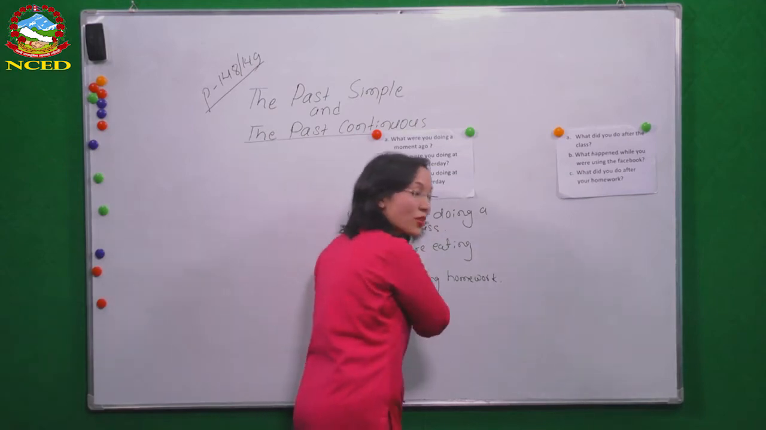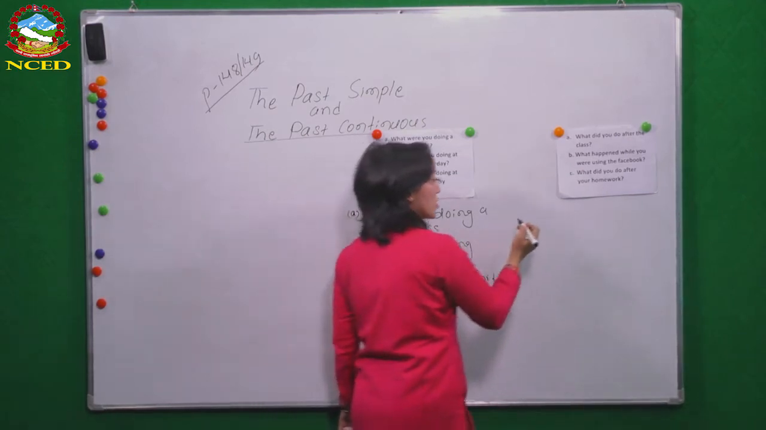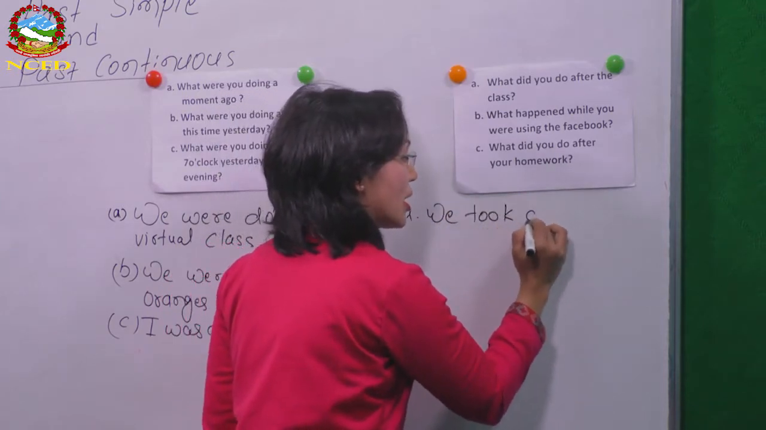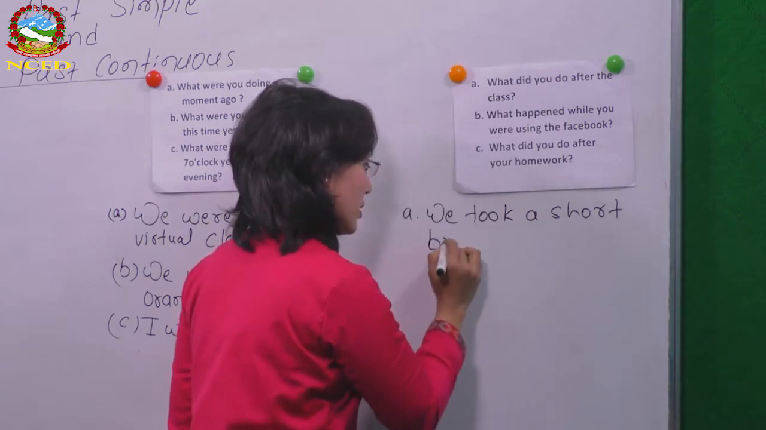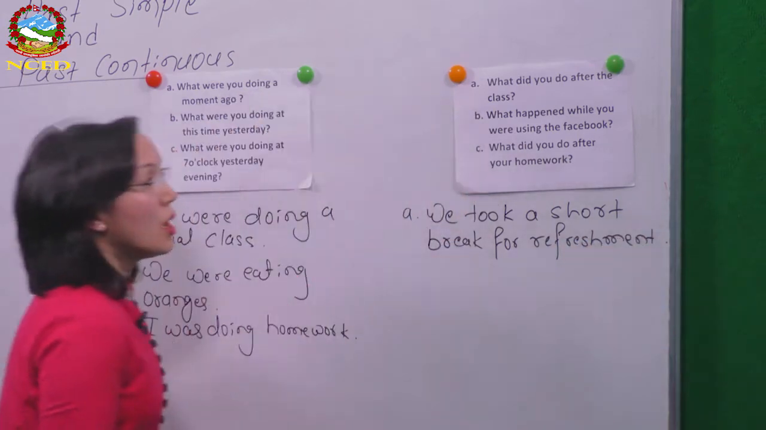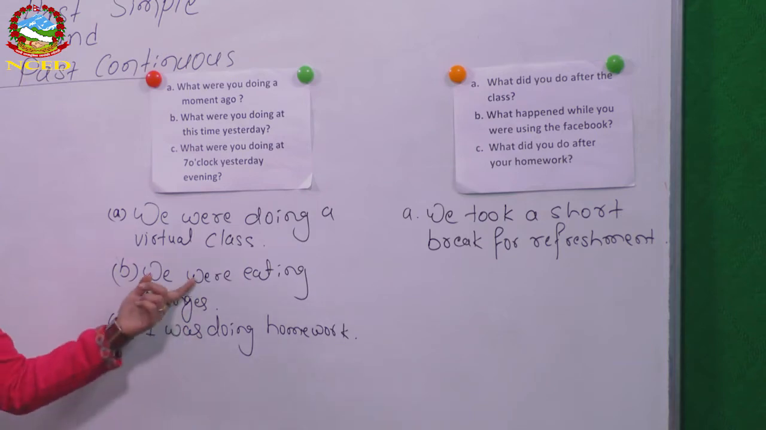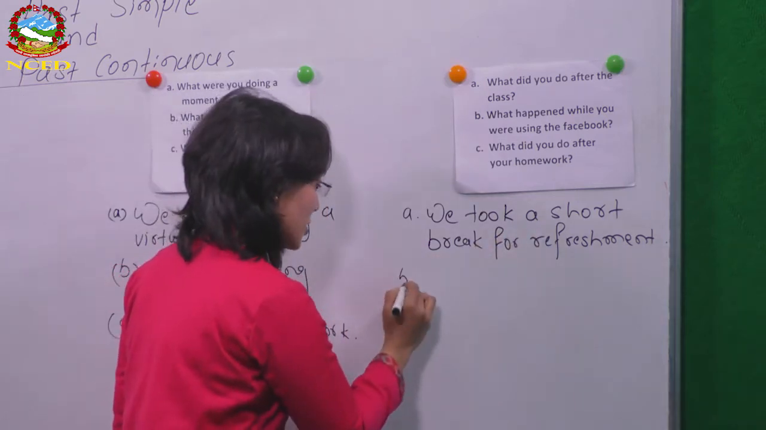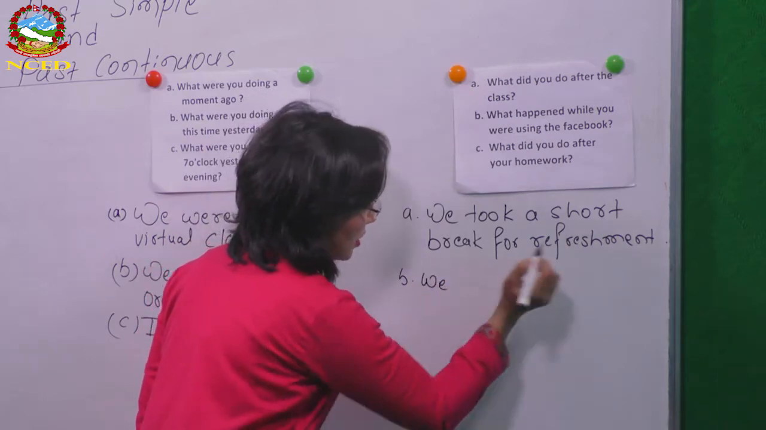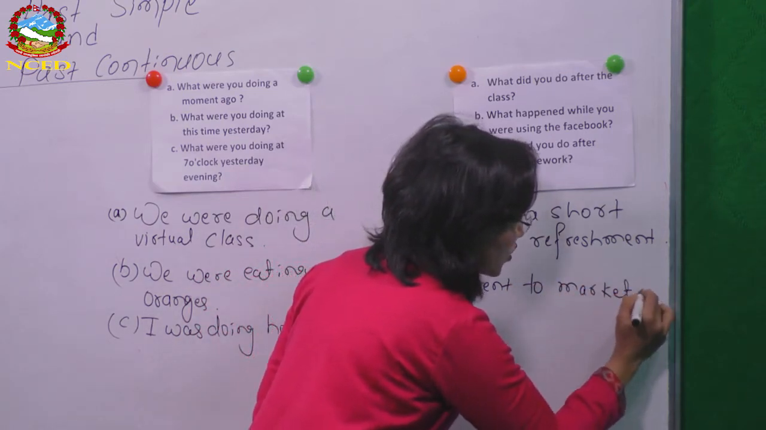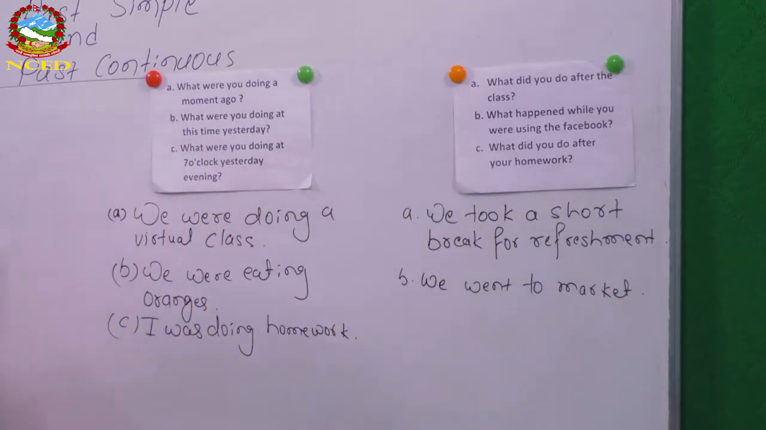Now, what did you do after the class? After the virtual class on science, what did you do? You took a short break, no? We took a short break for refreshment. What happened while you were using Facebook, or while you were eating oranges? Maybe you were called by somebody, or maybe you went to do something. You could say that we went to market, or we went to some place.